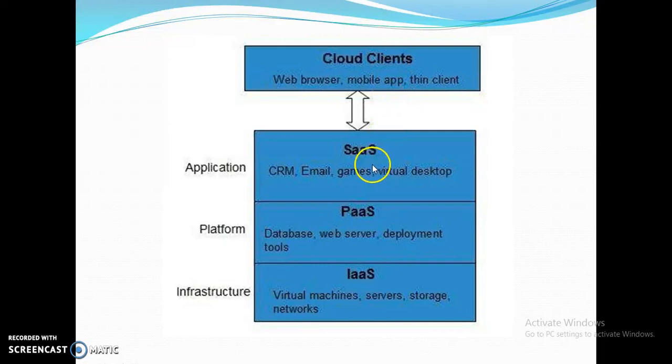Here, the SaaS is one of the services which is provided to the client. SaaS examples are email, games, virtual desktops, and CRM. PaaS examples are database, web server, deployment tool. IaaS examples are virtual machine servers, storage networks. All the services will be given to the client, so the client will use the services through the web browser or mobile apps or thin clients.